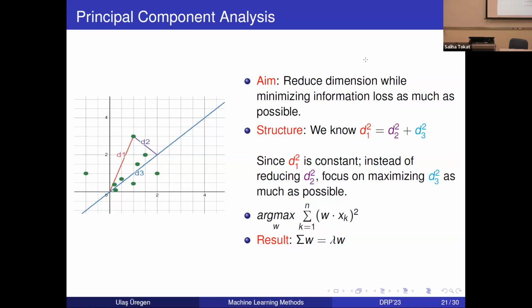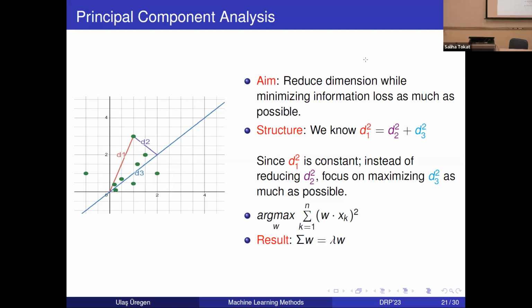What I mean is, we have an example again. We are all familiar with the Pythagorean theorem. We know that D1 is constant, and our aim is reducing D2. But we can focus on maximizing D3 instead of focusing on D2.